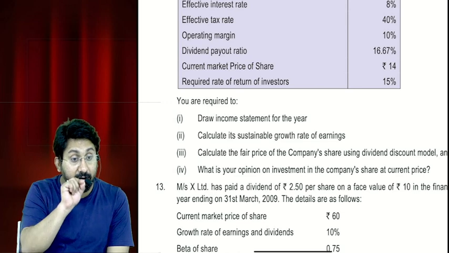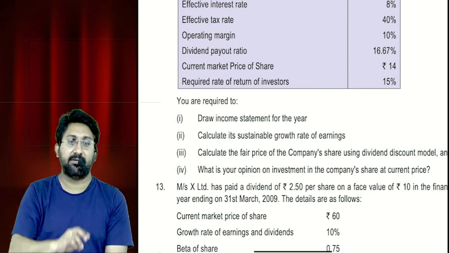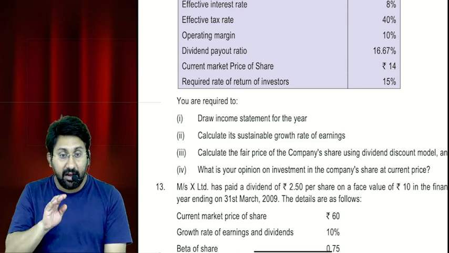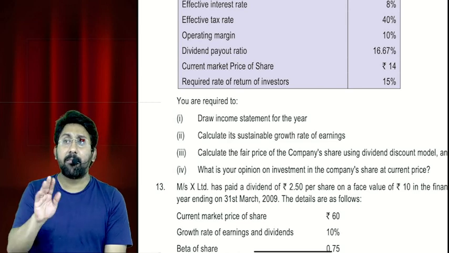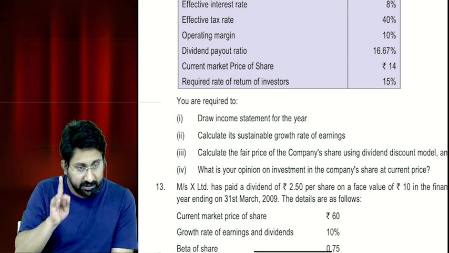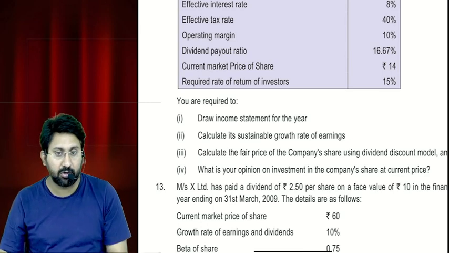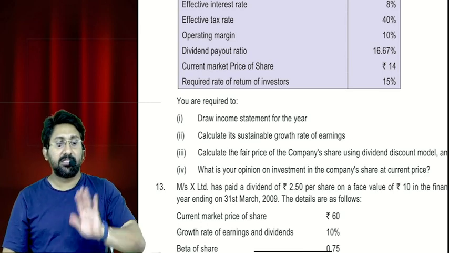The institute has full clarity that G means G in EPS first. Later, if you follow the same payout, it may become growth in the dividends also. Or else, G always represents growth in earnings. So this is the point, sir.